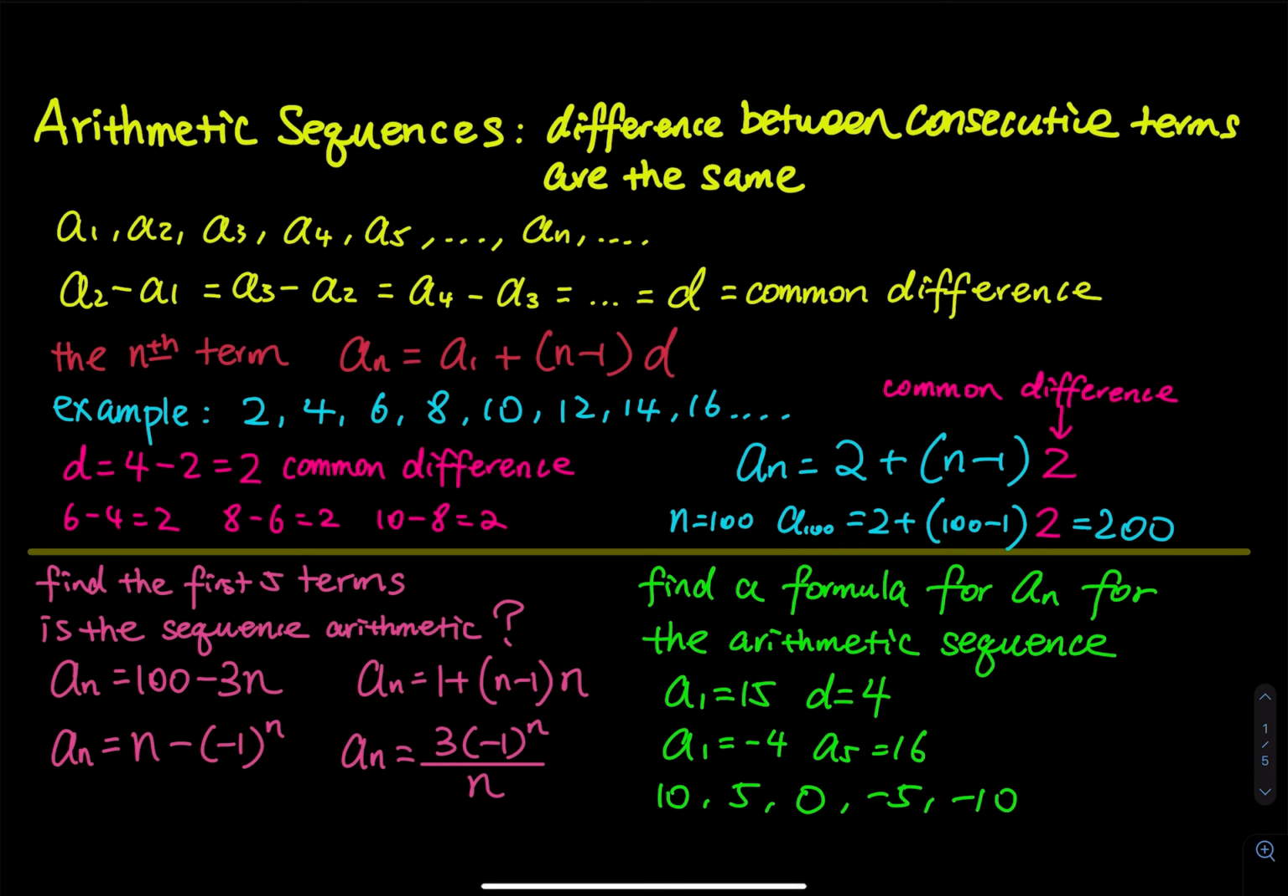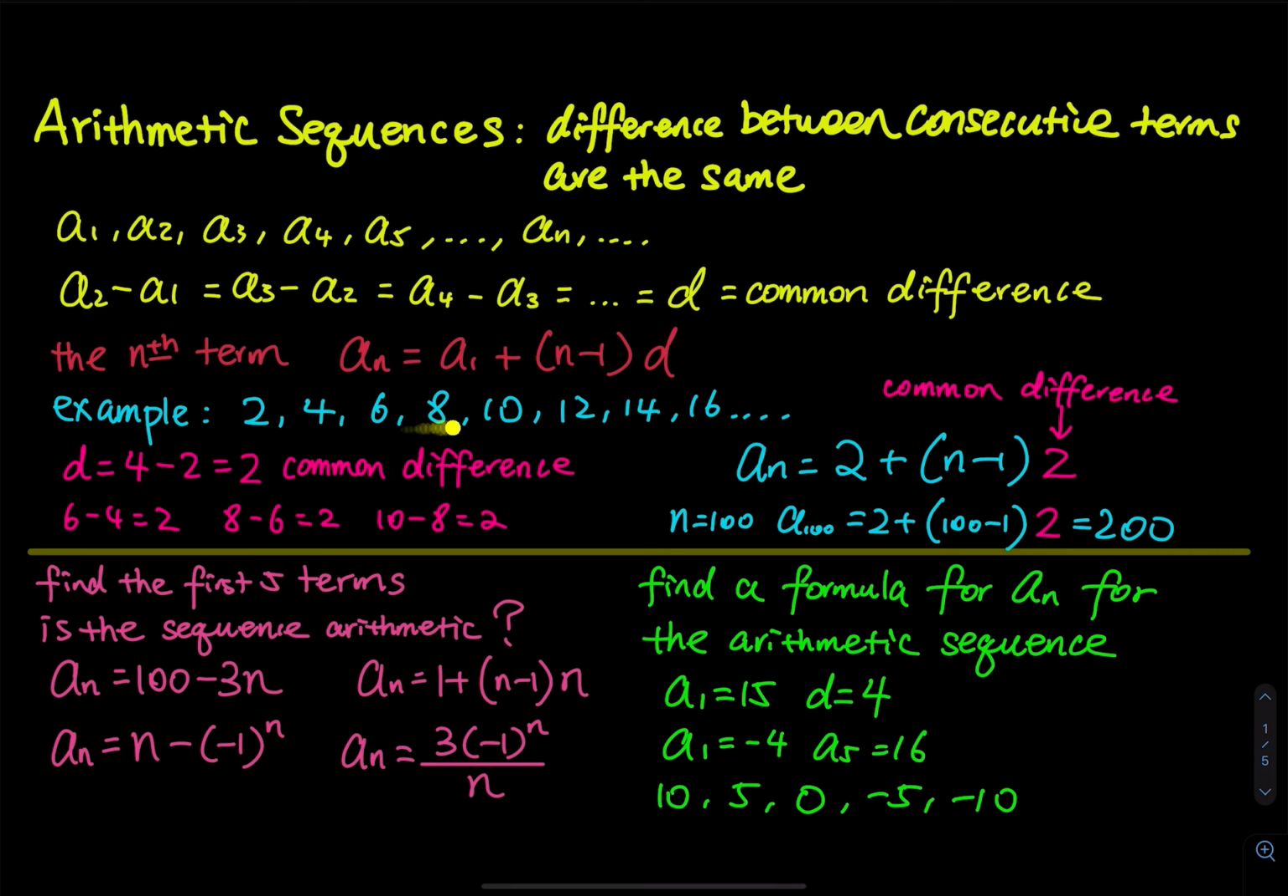So for example, let's say we use even numbers: 2, 4, 6, 8, 10, 12, 14, 16. What is the common difference? The difference between 2 and 4 is 2. 4 to 6 is 2, 6 to 8, 8 to 10, 10 to 12, 12 to 14, 14 to 16. The common difference is always 2. So every time you go to the next number, you just add 2 to it, right? So the common difference d is the second term minus the first term, which is equal to 2. This is the same as 6 minus 4, 8 minus 6, and 10 minus 8, and so on and so forth.